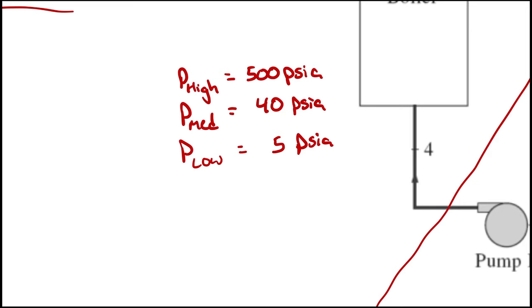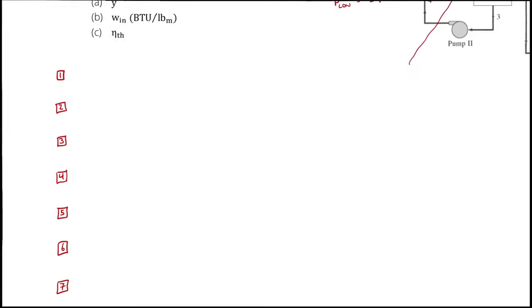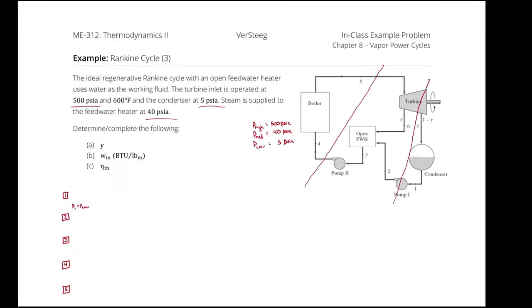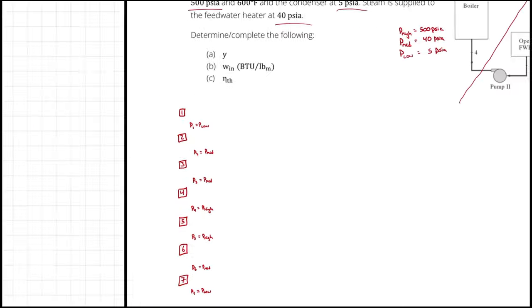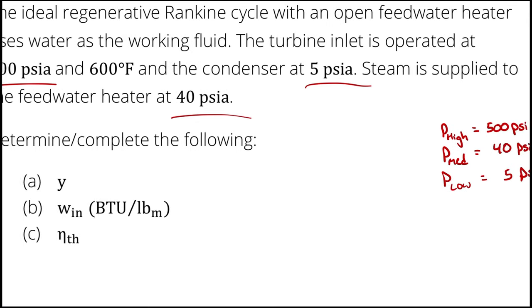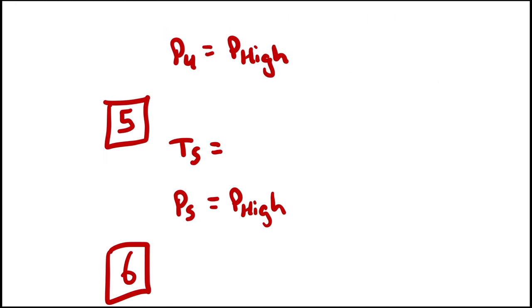Remember that within imperial unit notation schemes, PSIA indicates an absolute pressure, as opposed to PSIG, which indicates a gauge pressure. I will assign those pressures to our seven state points. Next, I recognize that I was given a temperature of 600 degrees Fahrenheit at the turbine inlet, which would be state point 5.